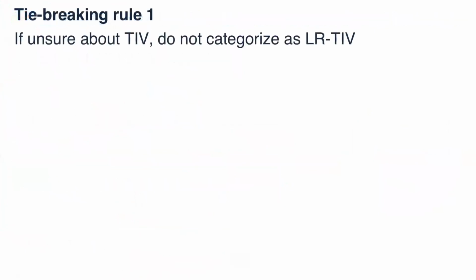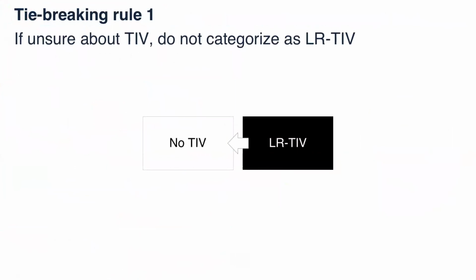Okay, if needed, apply tie-breaking rules. So what about if after all of that, you're not sure, is it a 2 or a 3, is it a 4 or 5, then you apply the tie-breaking rules. So if unsure about the presence of tumor in vein, do not categorize as tumor in vein. So if you're not sure whether it's a tumor in vein or not, don't call it.